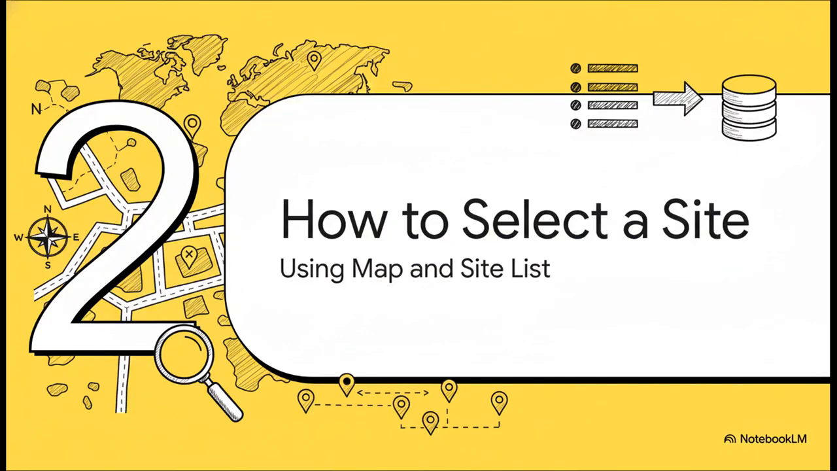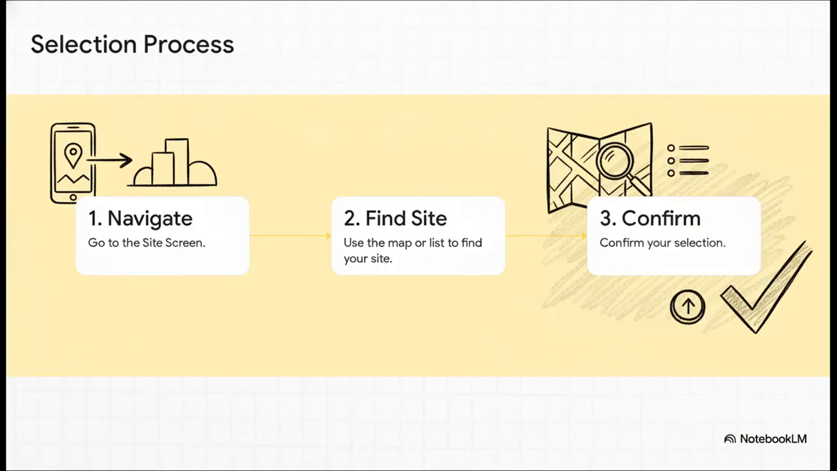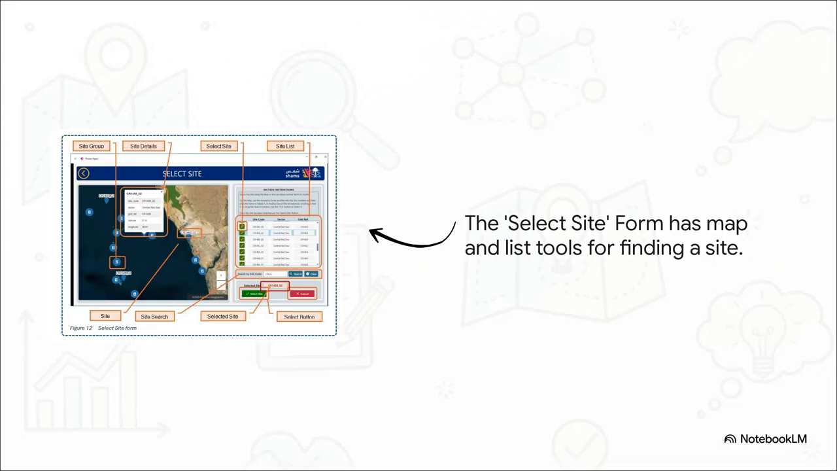All right, let's dive into how you actually select a site. We're going to look at using both the map and the site list to find what you're looking for. It's a really simple three-step process. First, you just go to the site screen. Second, you use either the map or the list to find your site. And finally, you just confirm your choice. That's it.